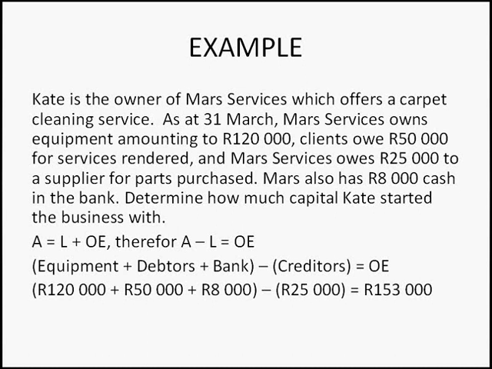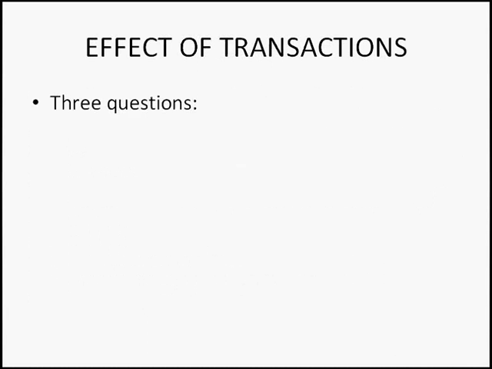And in this case, the owner's equity amount is 153,000 rand. So in this example, you can see how easy it is to determine any one of the elements of the accounting equation if we have information about the other two and their components. Normally though, when you work with accounting transactions, you would want to know what the effect is of a transaction on the accounting equation. In order to do that, I propose that you ask yourself 3 questions.